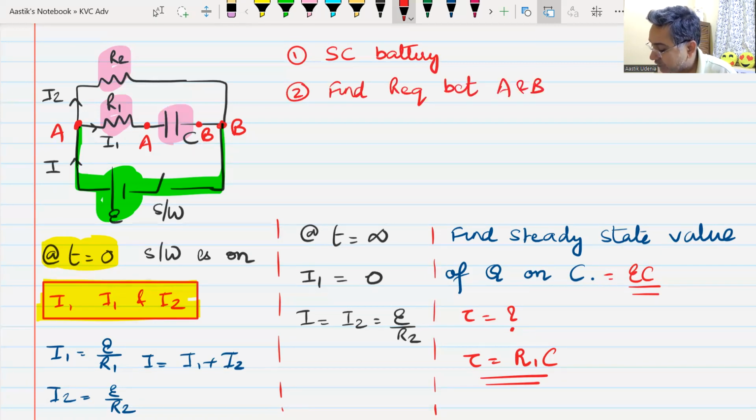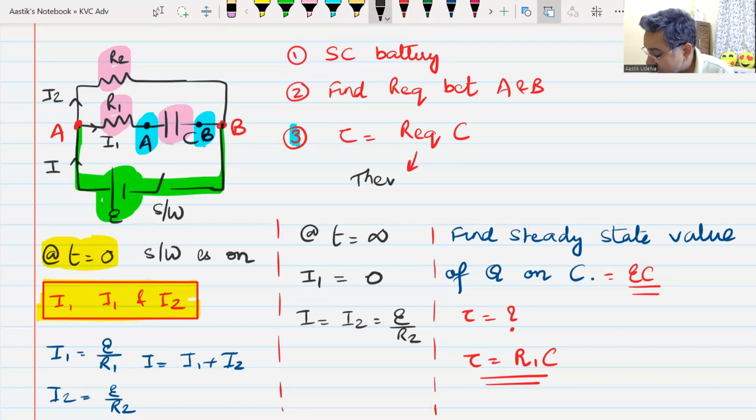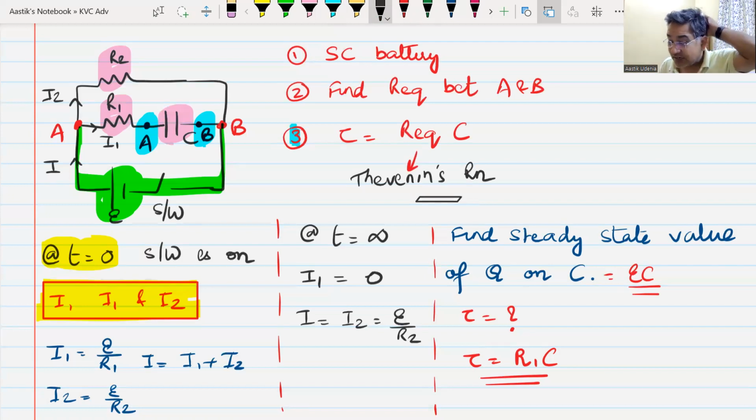Do you understand which points A and B I am talking about? Yes, sir. After short circuiting the battery, you find the equivalent resistance between points A and B. The time constant of the circuit will be equal to R equivalent multiplied by C. This R equivalent is also known as Thevenin's resistance, because the circuit is known as Thevenin's equivalent circuit. So this is the way to find the time constant of the circuit.